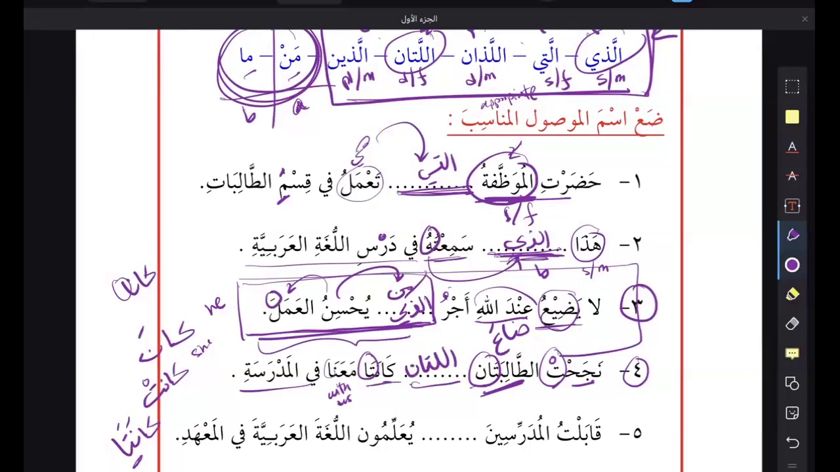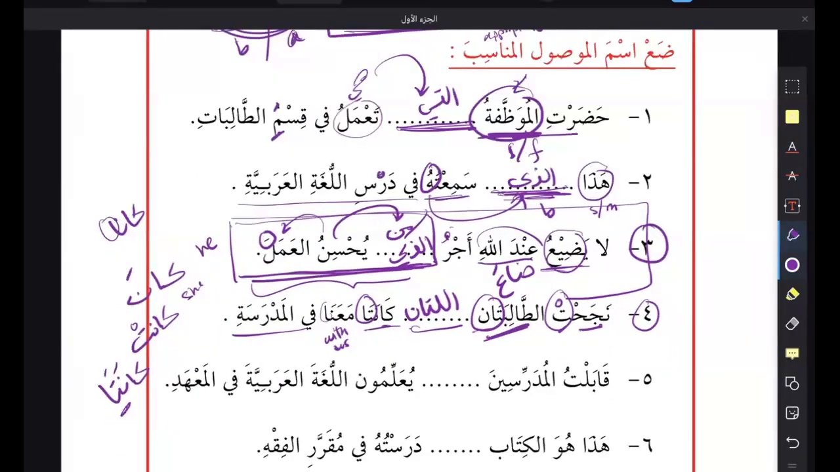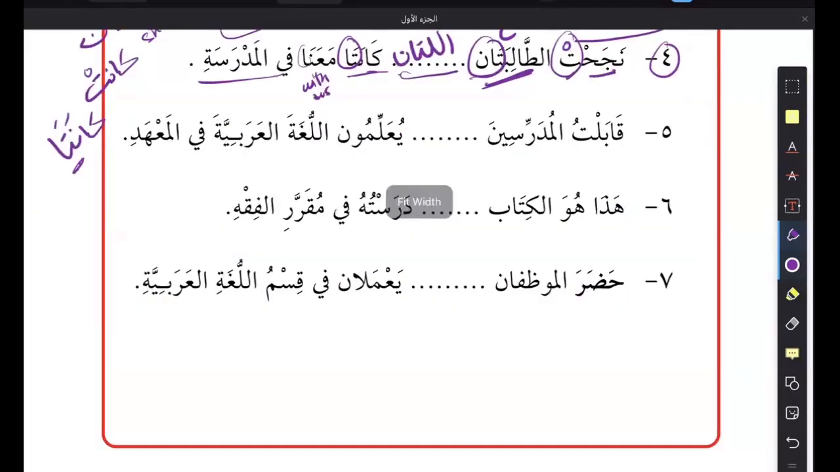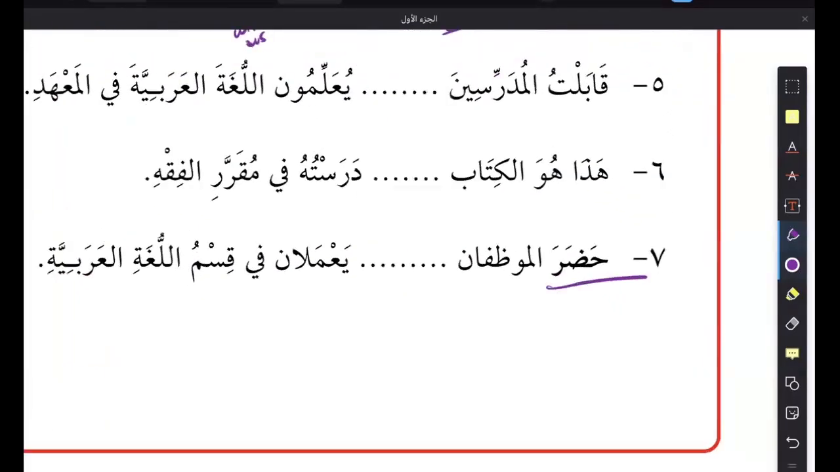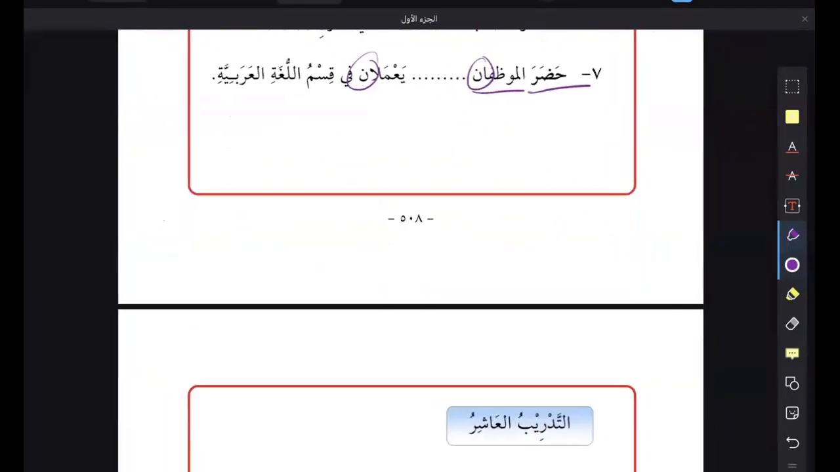Allatani. There's 12. No, Ismul Mausul are not hal. Ismul Mausul are actually sifa. It's not hal. It would be a description. It would be sifa. Be careful with this one. Hadara al-muwaddafani. Okay, and ya'malani. So you'll be using alladhani.